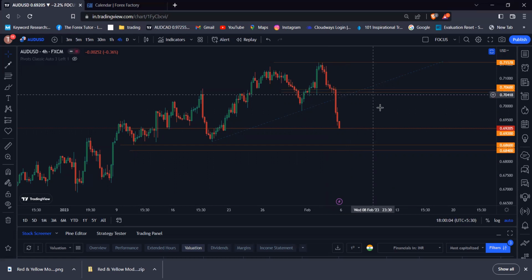Our first target should be the 0.69500 psychological number. Then second target should be the 0.68600 psychological number. So that's all.